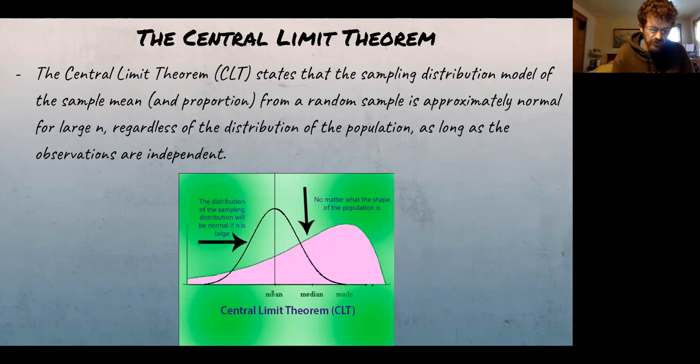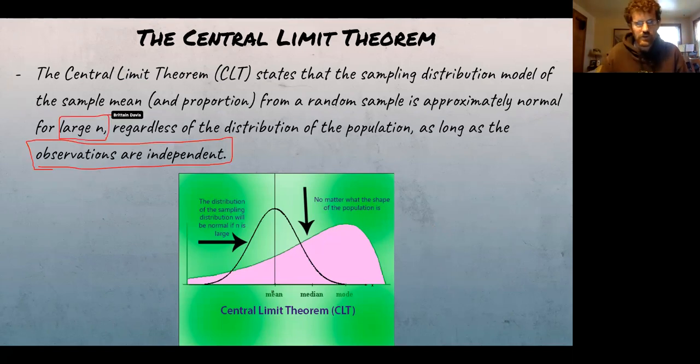So there's two assumptions here. One is that the observations are independent, so we need to have that. The second one is that we have a large N, and we will check for that. We already know about the large counts condition when we're dealing with proportions. When it's means, we'll look at other things, and that will be a major thing that we come back to.